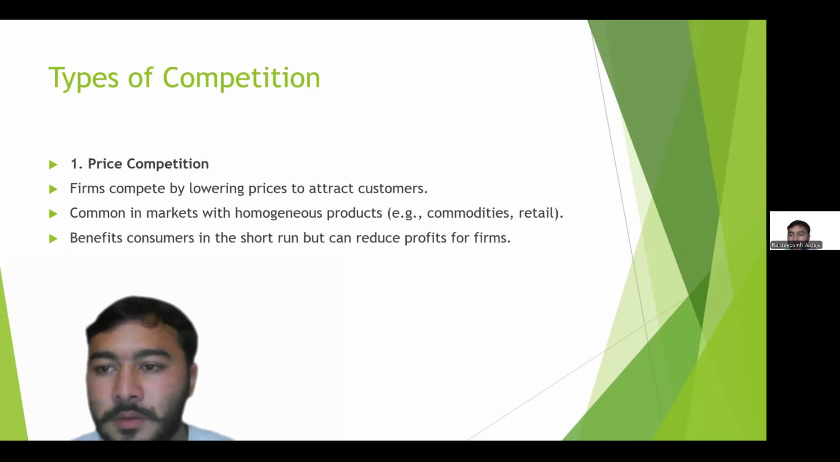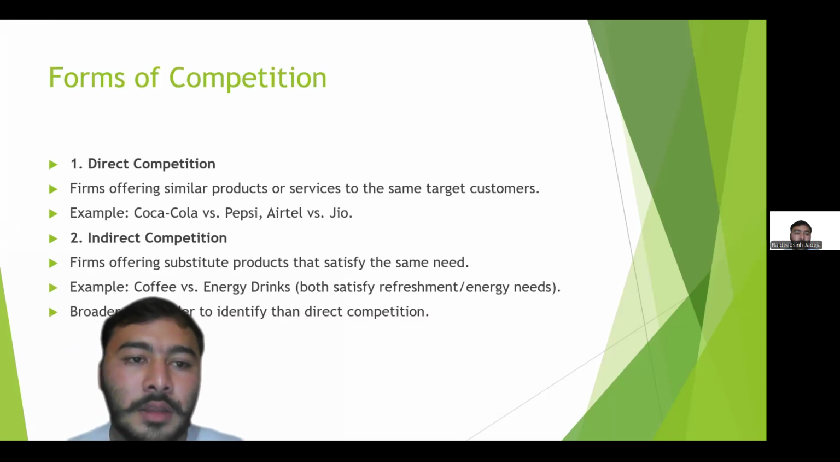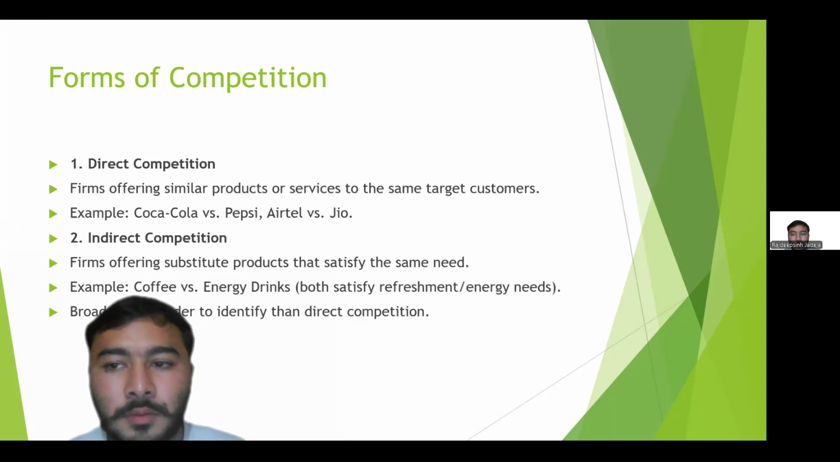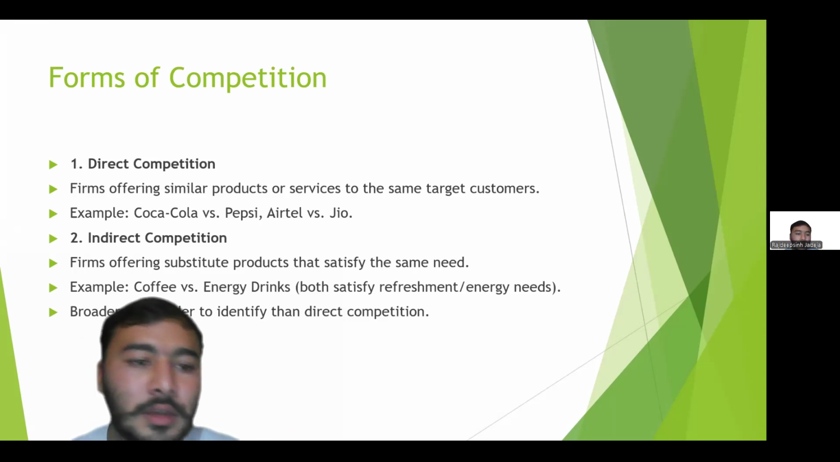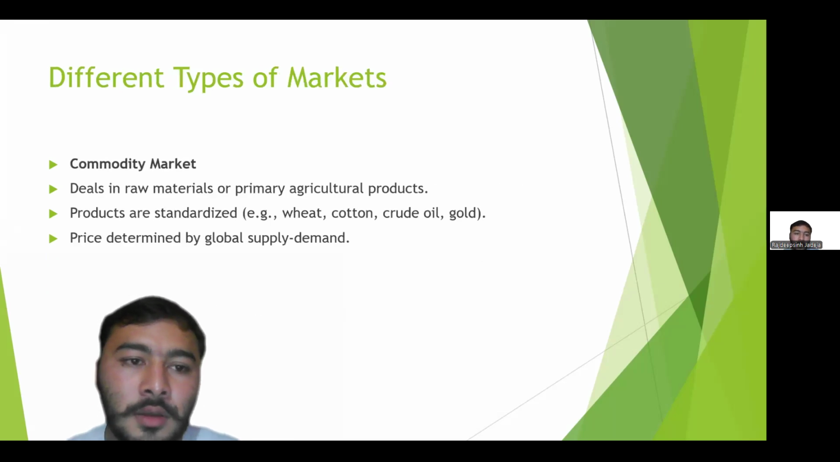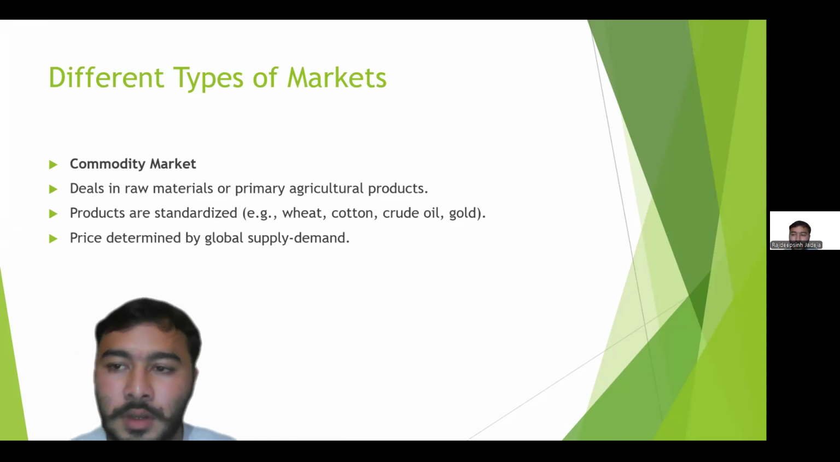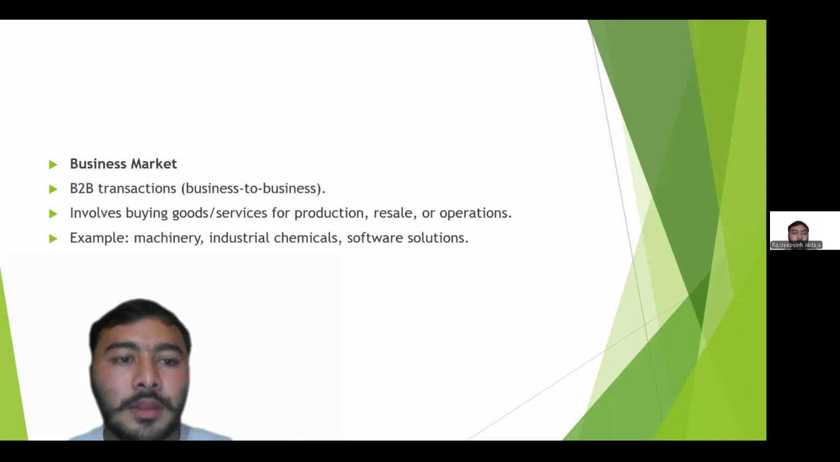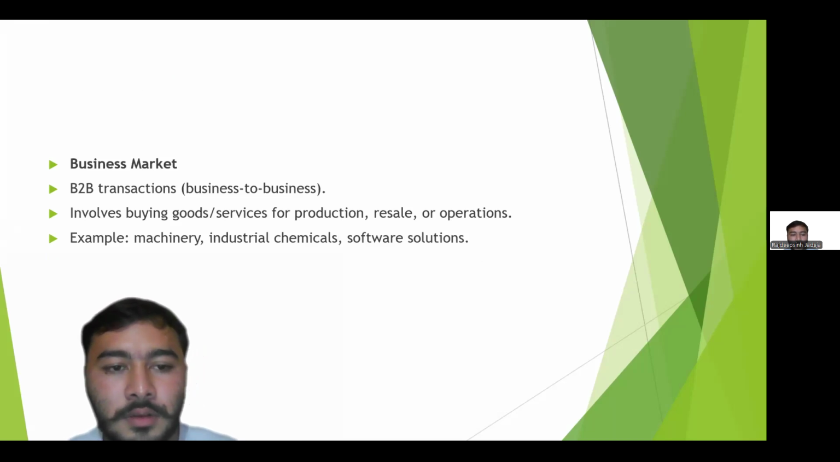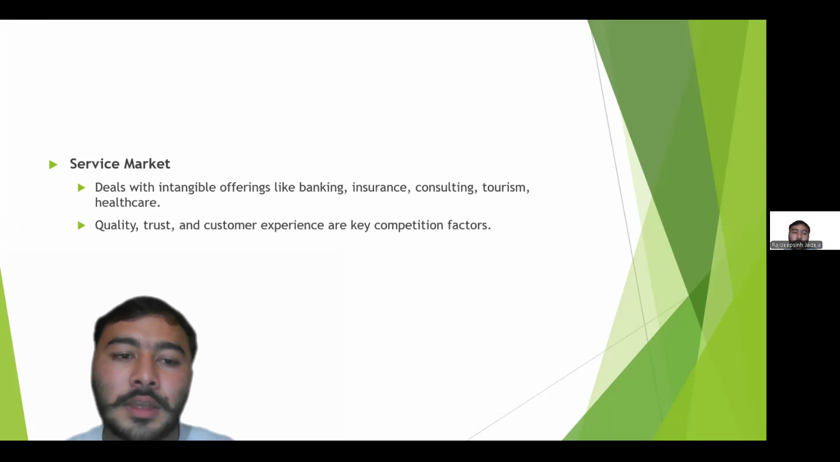First is price competition, which is based on price. Then non-price competition, which is based on quality rather than price. Then forms of competition: there is direct competition between similar products of different brands, and indirect competition, which includes substitute products or brands. Then different types of markets we have seen. There is the commodity market, which deals in agricultural commodities, as we have seen in the share market. Then there is the business market, which deals in business to business, including buying and selling of goods and services, resale and operations. And the service market, which offers services like banking, insurance, consulting, tourism, healthcare, and education.